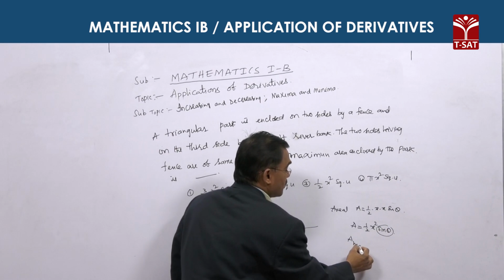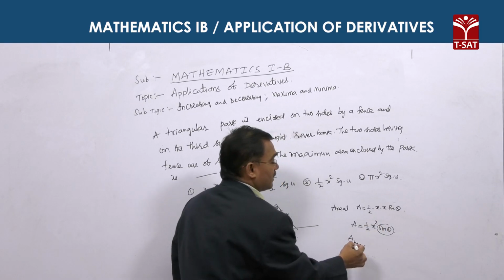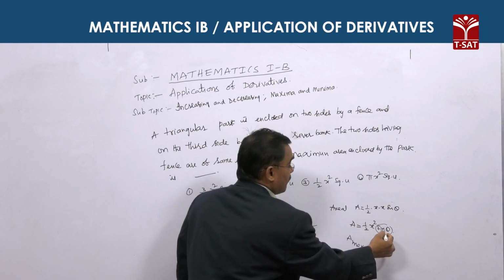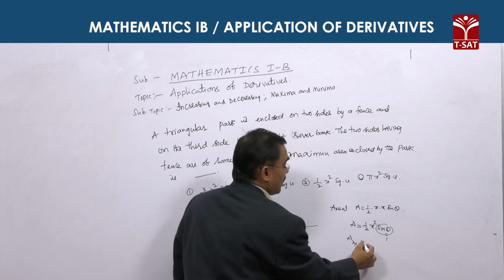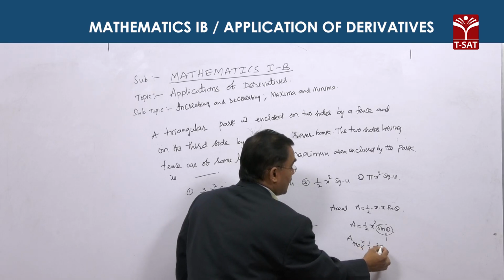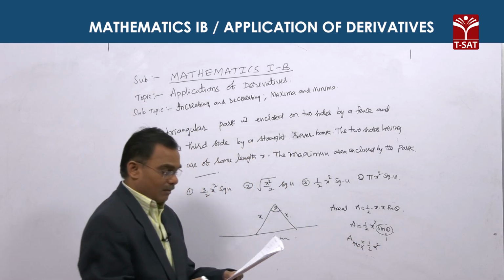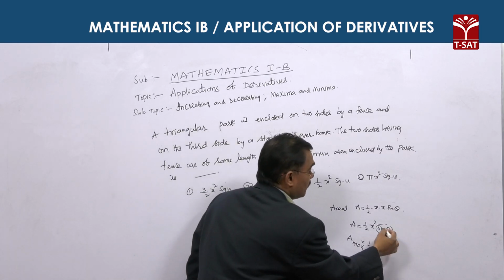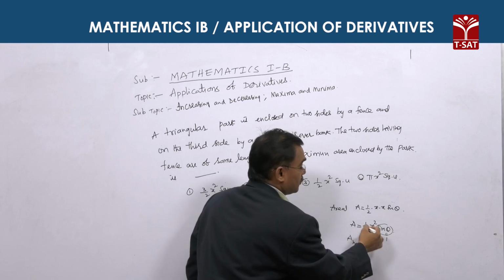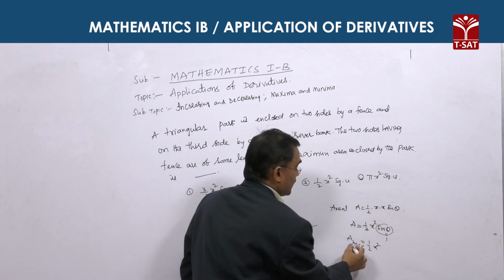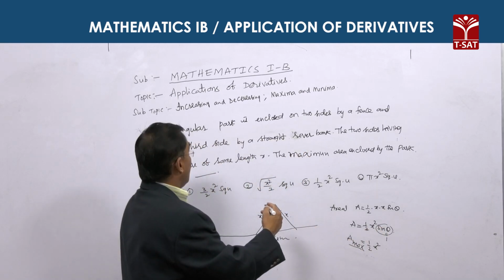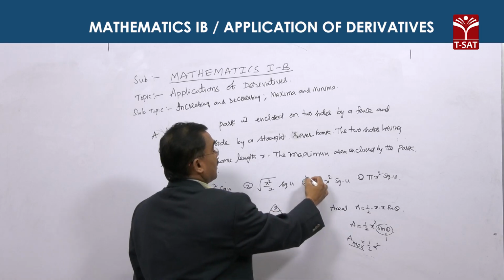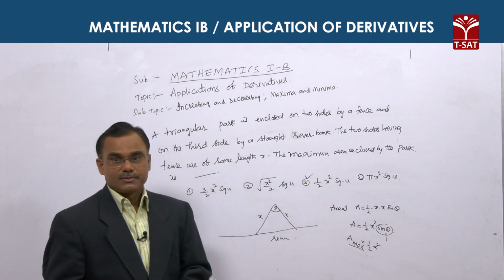A is maximum. Positive x square is also positive. A is maximum when sin theta is equal to 1. So the maximum value of A is x square, when the maximum value of sin theta is 1 and x square is also positive. That's why the maximum area of the triangular park is x square square units.